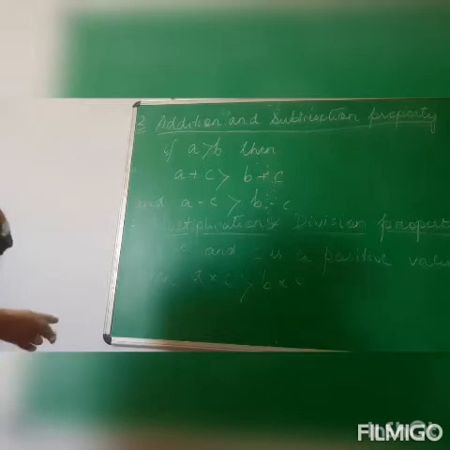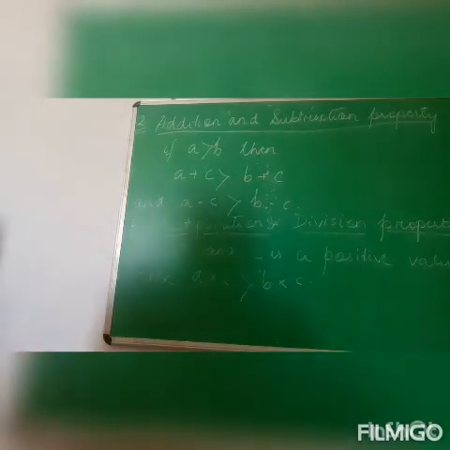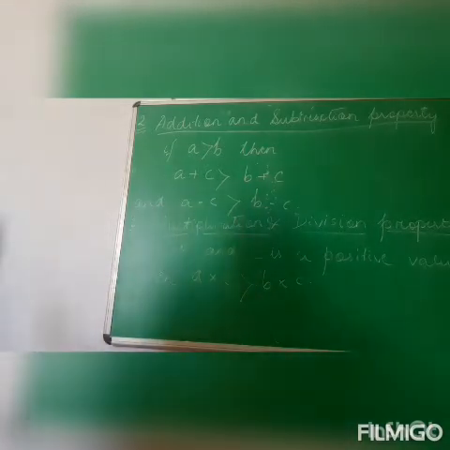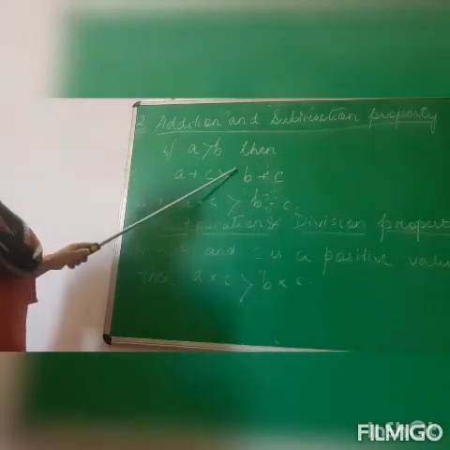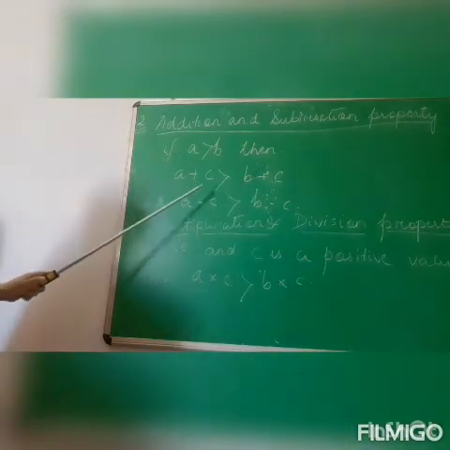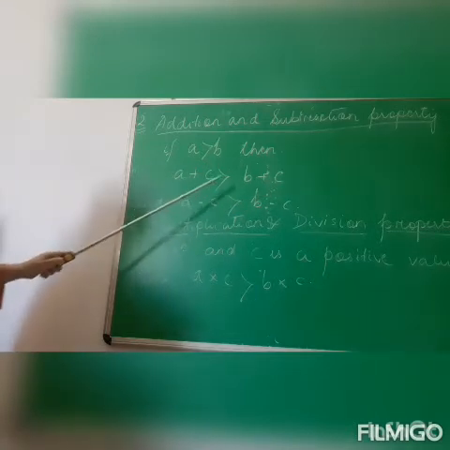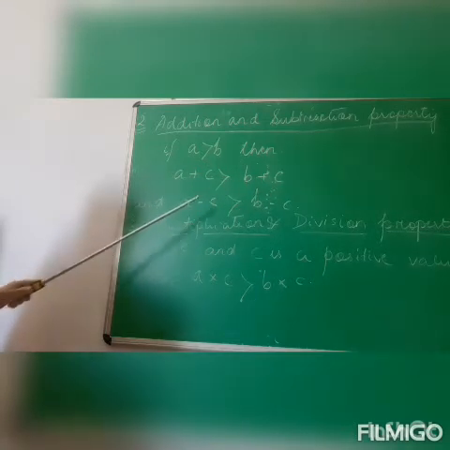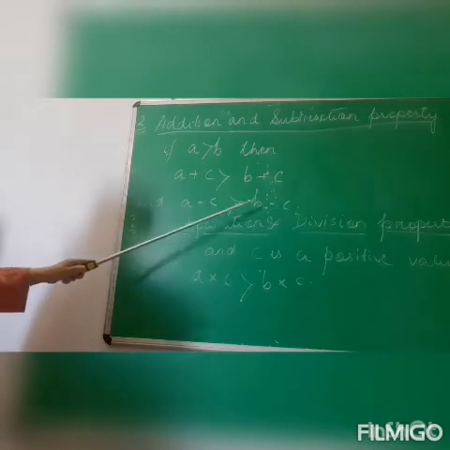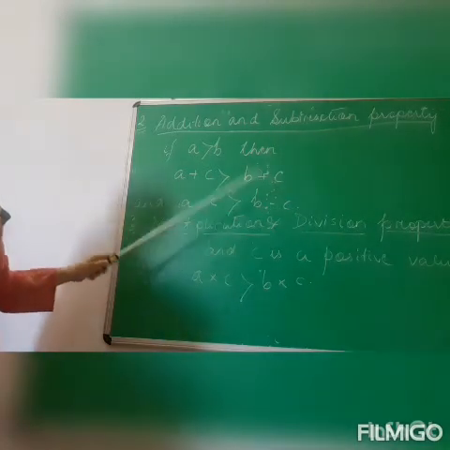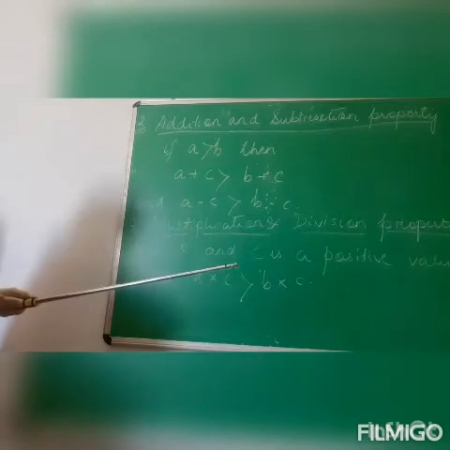Now the second property is your addition and subtraction property. In this property, see here, if A is greater than B, then A plus C is greater than B plus C. That means the sign does not change. A plus C is greater than B plus C. Similarly, A minus C is greater than B minus C. This is the condition for addition and subtraction property.